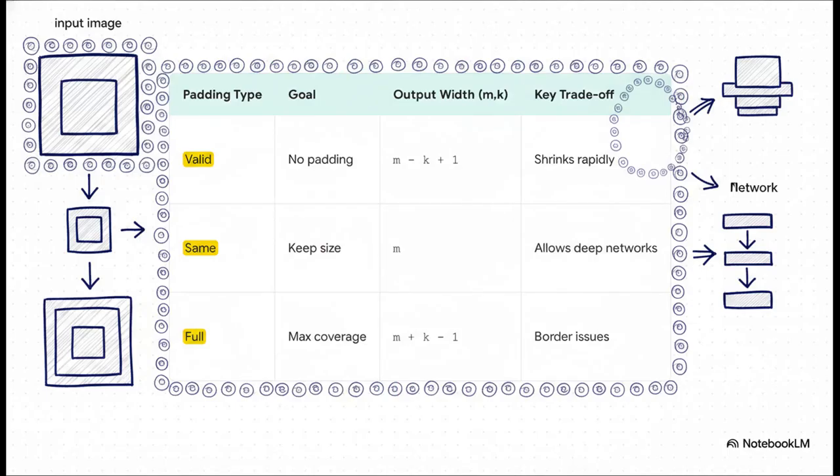And the solution is beautifully, almost comically simple. You just add a border of zeros around the image before you start. That's it. It's called padding.